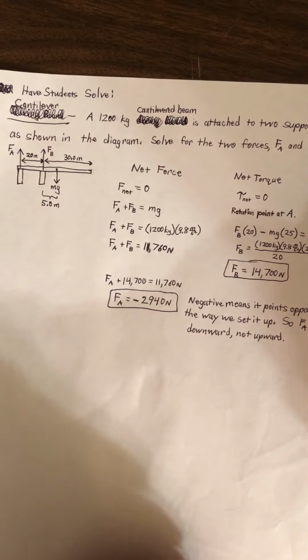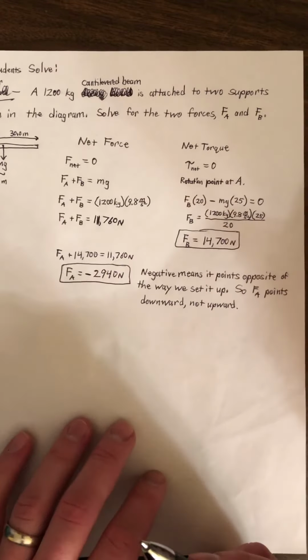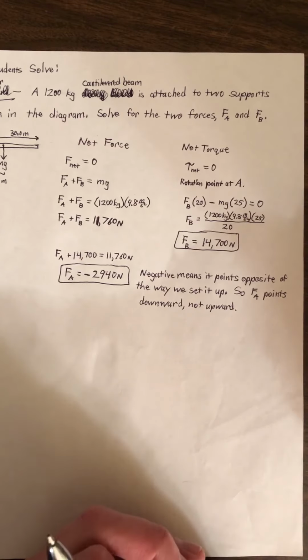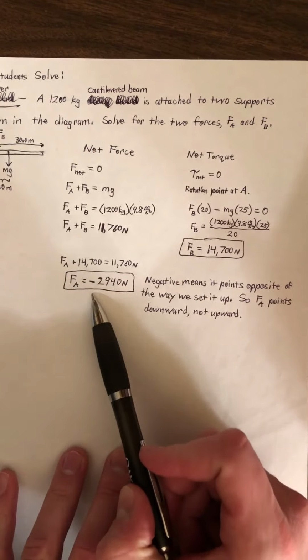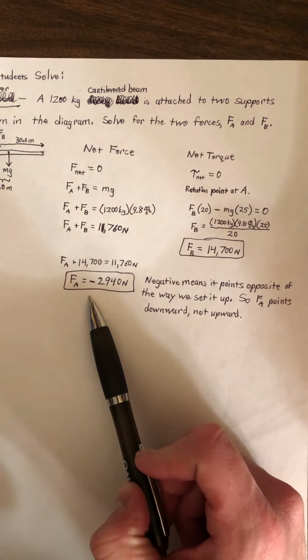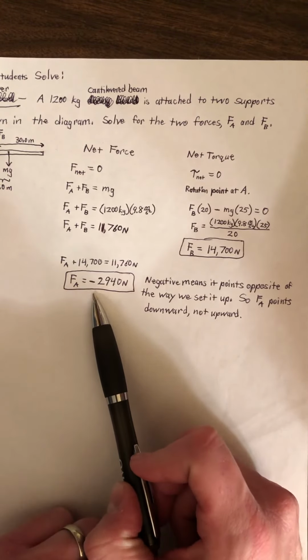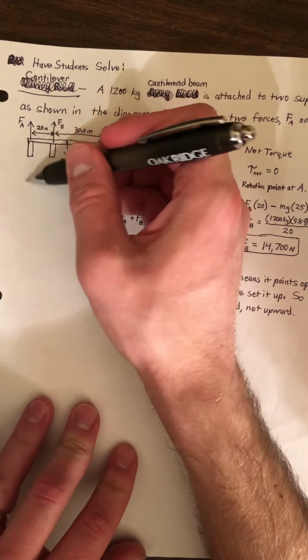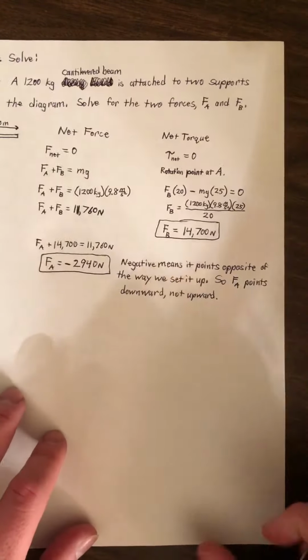So FA should actually be downward, and even though you might have known that or suspected it going in, I wanted to set it up intentionally to go the other way to show you how you recognize what happens when in a situation maybe you don't know exactly which way the force is acting and you guess. It doesn't matter as long as at the end you've been consistent with everything, because when that negative comes out, you realize, oh, okay, that means it's actually going the opposite way. That means FA is actually pointing downward and not upward.